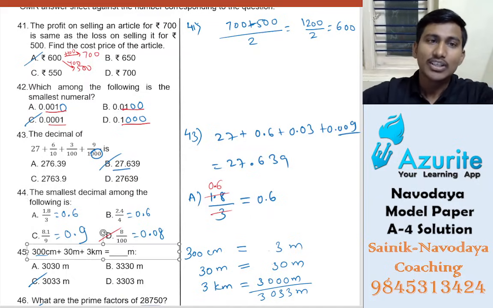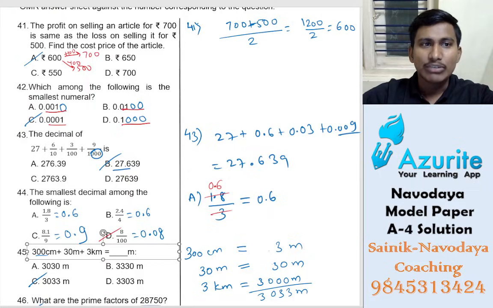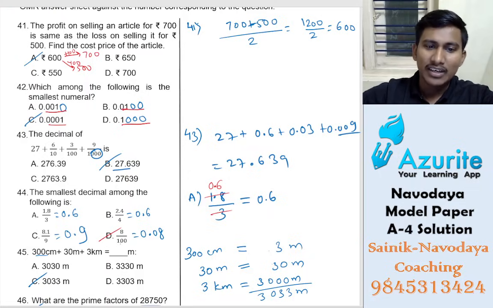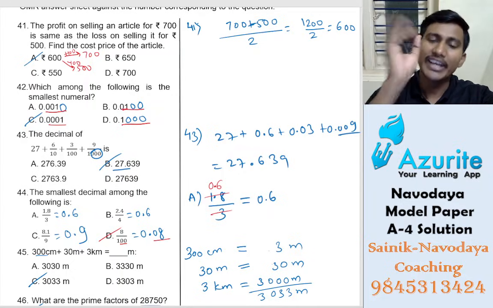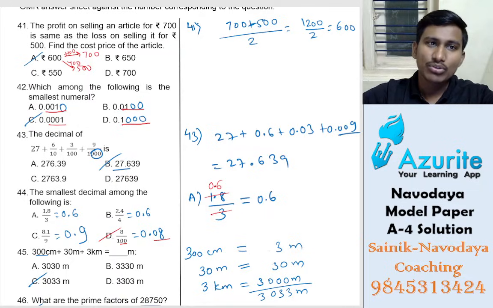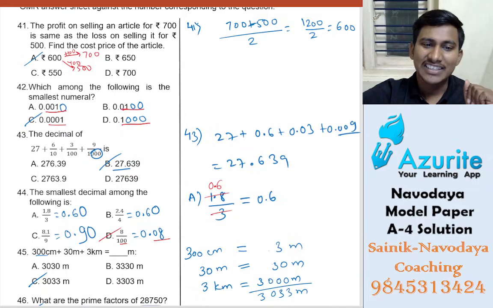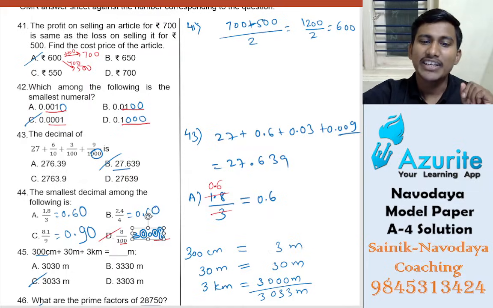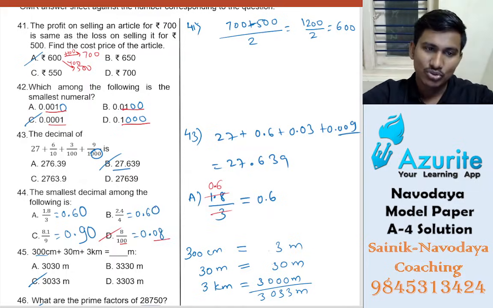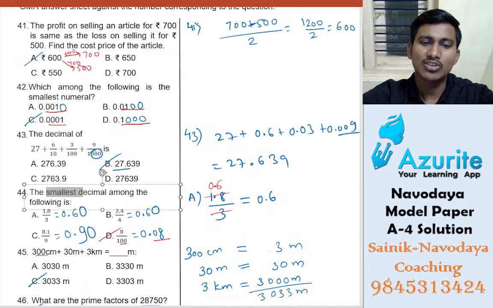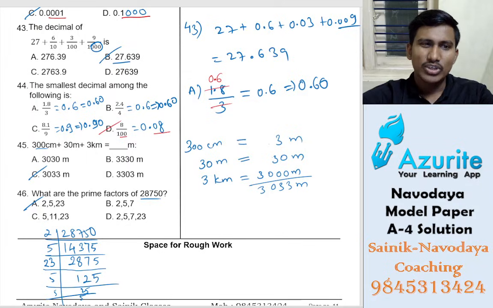2 zeros means 2 decimal places will come. That will be 8 divided by 100, which will become 0.08. So which is the smallest? Here, if you want to compare, you have to make all the decimal places equal. So here 1.0, here 1.0, here 1.0, here 0.8. So it looks like 0.60, 0.90, 0.60 and 0.8. So 0.8 is smallest. They are asking for the smallest, so 0.8 is smallest, option D here. Understood? So students, listen here.